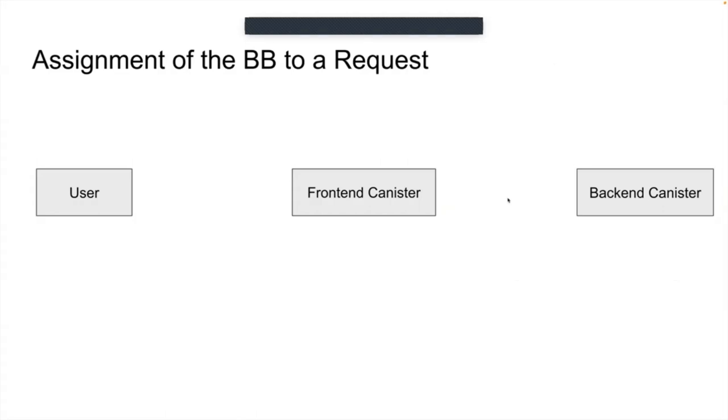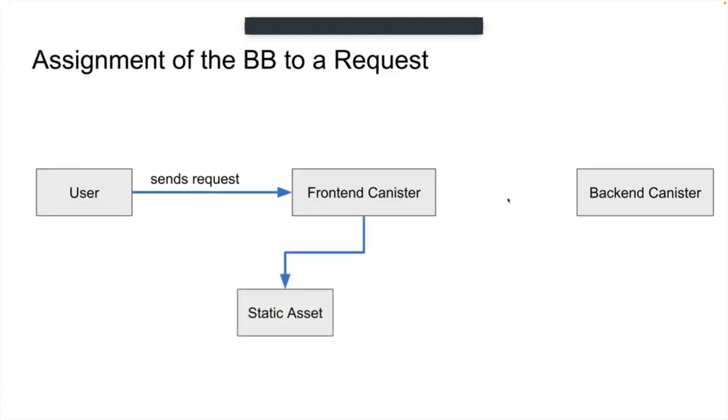When a user sends a request to the front-end canister, we have two possibilities. First, the front-end canister can only serve static assets. For example, if you want to serve a static HTML site generated from a static site generator such as Hugo, in this case, we need neither an agent nor an identity. The front-end canister behaves like a lightweight web server and delivers the HTML page back to the user's browser.